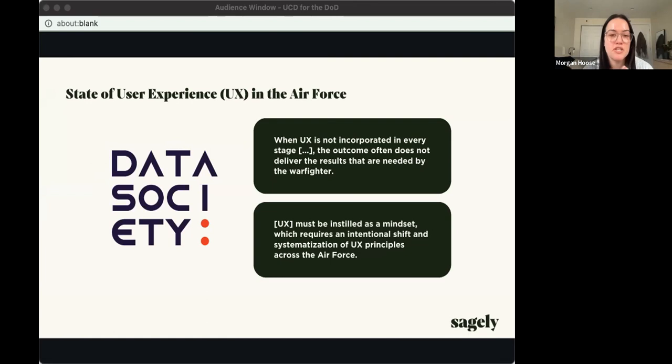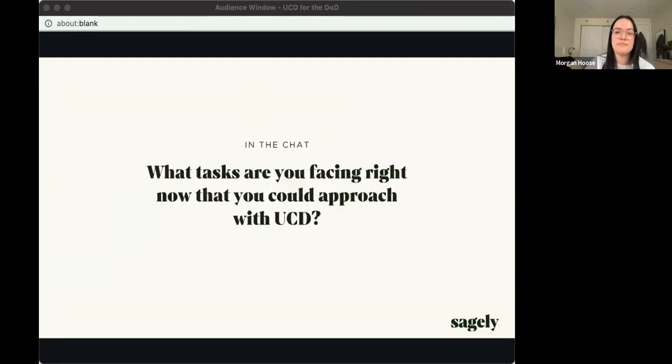And that UX must be instilled as a mindset, which requires an intentional shift in systemization of UX principles across the Air Force. And I think this drives home the point that UX and UCD, user-centered design, is not limited to designers. You don't need a designer on your team for this to be instilled within your development process. It's a mindset. It's a series of techniques that can be used for any problem.